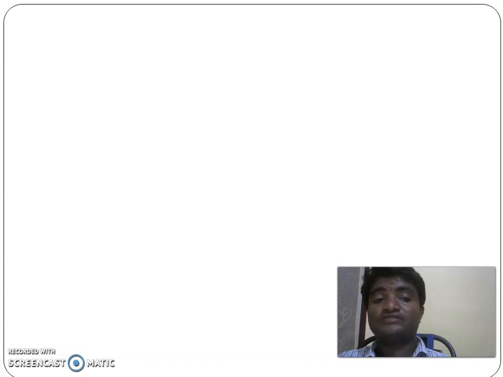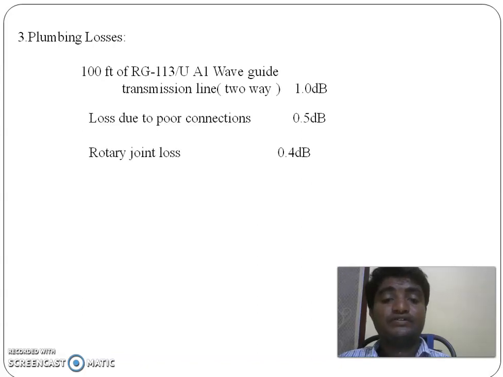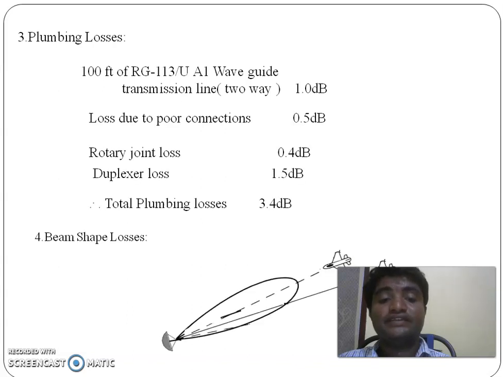First we will discuss the measurable losses. In measurable losses, first one is plumbing loss. This plumbing loss is due to loose connections between the transmitter and antenna, and due to the bendings in the transmission lines at the joints. Poor connections, joint losses and bendings give us the plumbing losses.